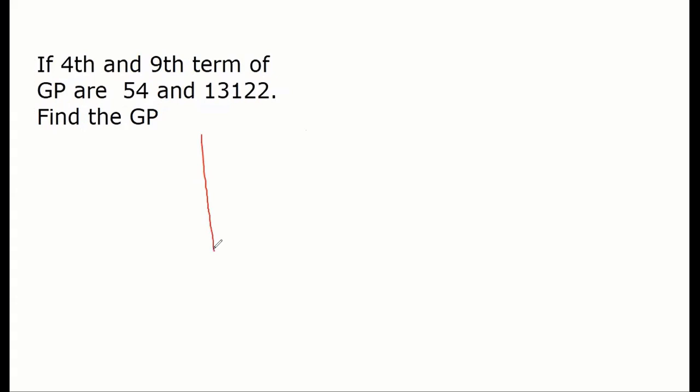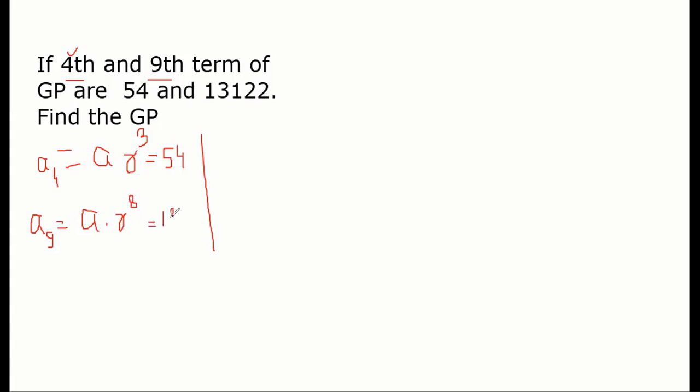Sir, first we should take the fourth term. Correct? So the fourth term is A4, given by A into R to the power n minus 1. n is 4 here. So A R cube, and that is given as 54. Next is the ninth term, A9. Tell me, Anushka. So A9 equals A R to the power 8, because 9 minus 1. Very good.